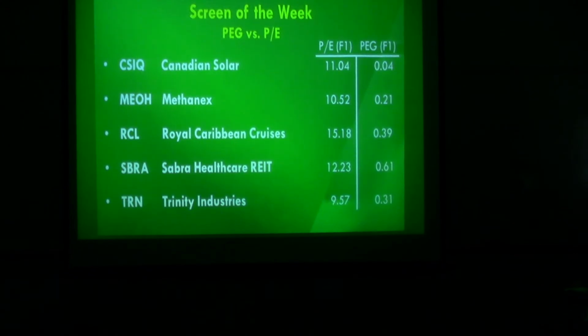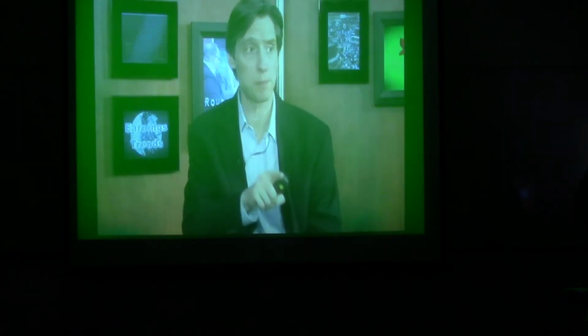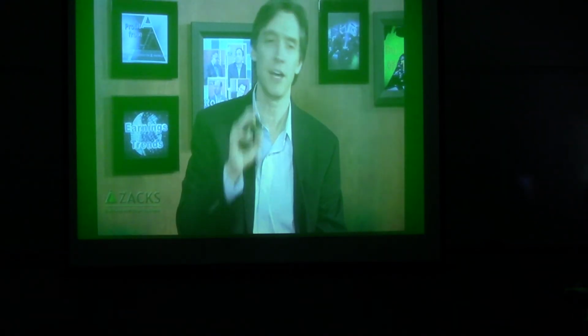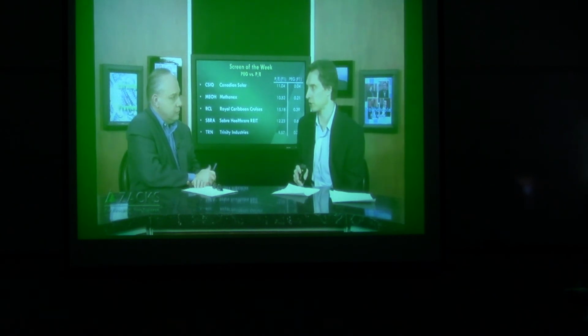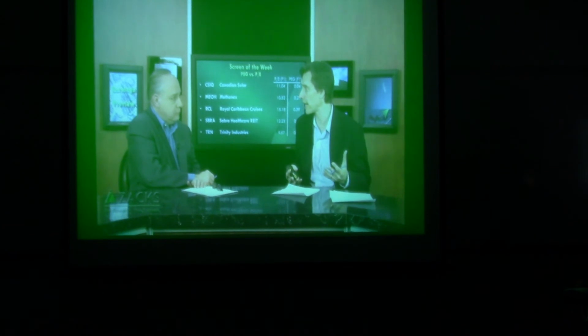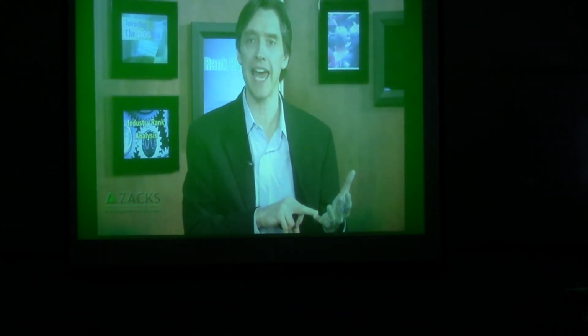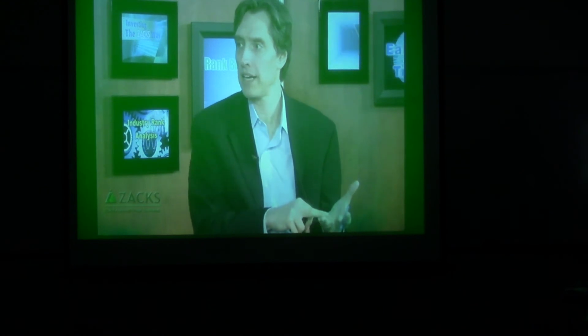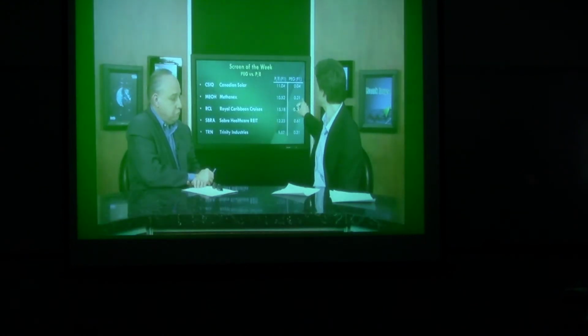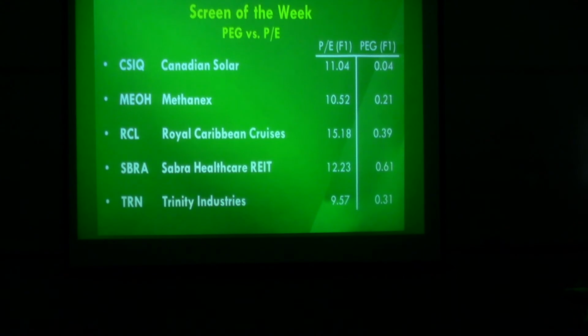You can see the PE is 1104 and the PEG ratio using F1. Some people will look at the PEG ratio using the projected 3 to 5 year growth rate, but a lot of companies won't give you a 3 to 5 year growth rate, rendering that PEG ratio obsolete. Might get a bunch of NAs. I like using the F1. If you're using F1 on your PE, why not use it on your PEG? So you can see it's got a tiny PEG. And by the way, that's because Canadian Solar has a 3% growth rate.